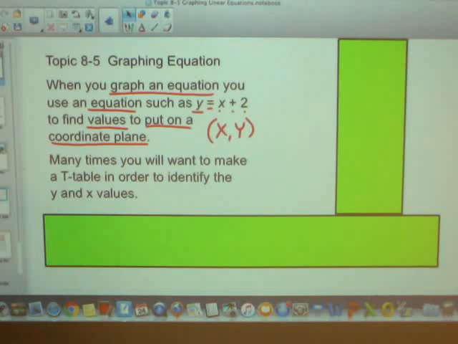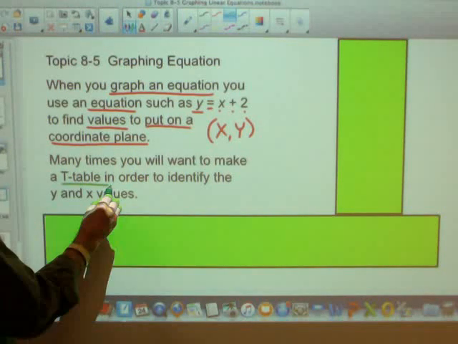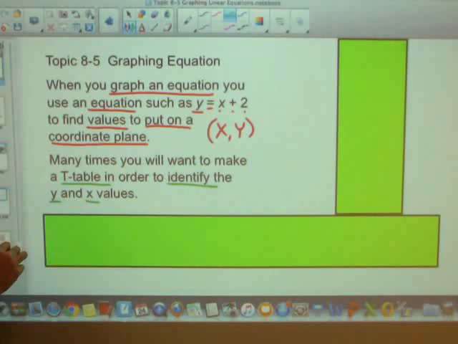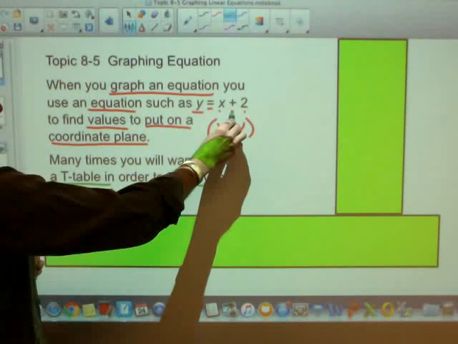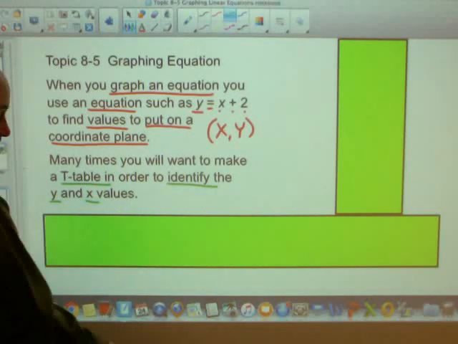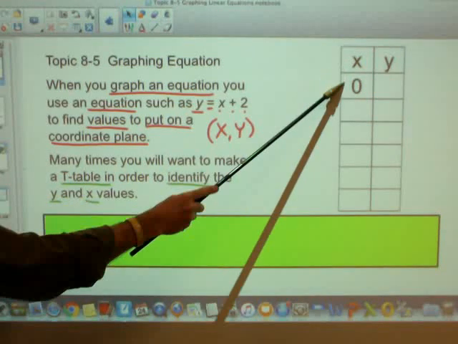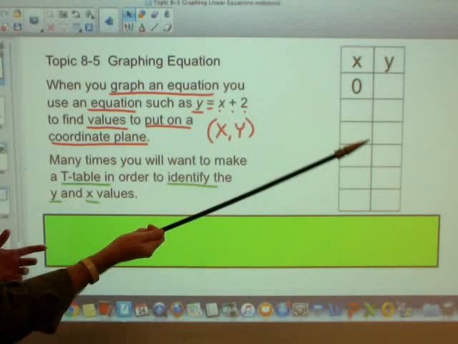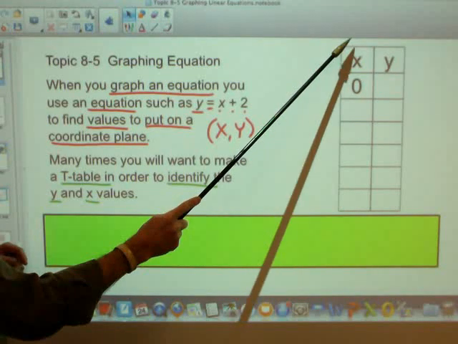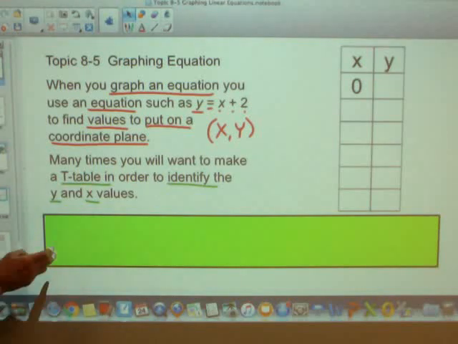Something else to remember is that many times you will want to make a t-table in order to identify the x and the y values. After you have established your equation based on the situation, you're going to want to make a t-table. A simple basic t-table such as this one over here will usually do the job for you. A lot of people like to write the equation up above. It really just depends on how you want to set it up and how your teachers expect you to.